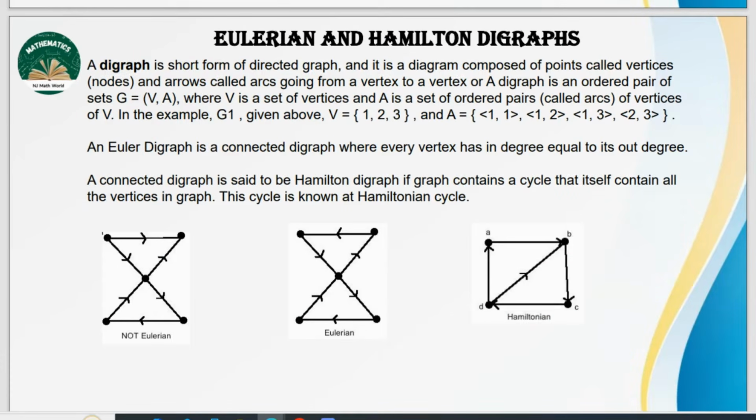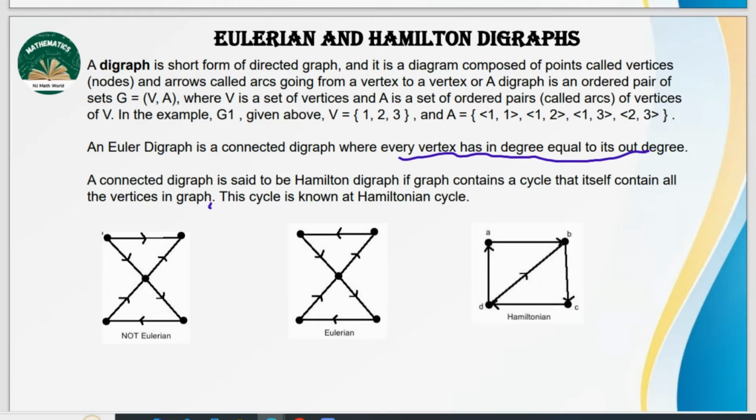Then you have Eulerian and Hamiltonian digraph. Digraph means directed graph. Digraph is a short form of directed graph, and it is represented as vertices, nodes, and arrows going from vertex to vertex. An Eulerian digraph is a connected graph where every vertex has in-degree equal to its out-degree. If in-degree is equal to out-degree, then it is called an Eulerian digraph. A connected digraph is said to be Hamiltonian if the graph contains a cycle that itself contains all the vertices in the graph. This cycle is called a Hamiltonian cycle.